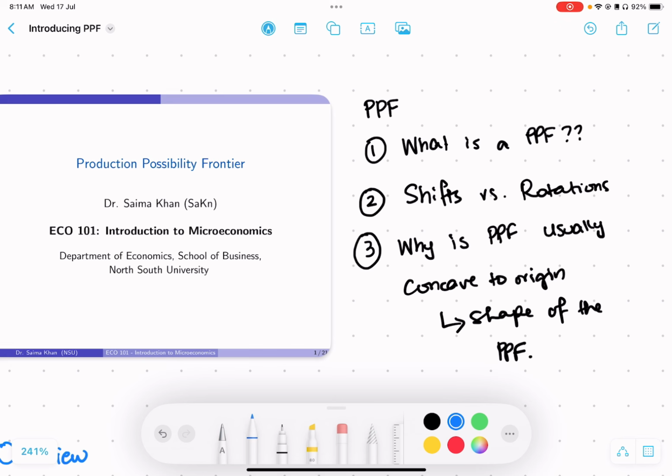Hi guys, so in today's lecture, I'm going to be introducing the concept of the production possibility frontier, which is also sometimes called the production possibility curve, so PPC. Okay, so there are three main things that this lecture is going to explore. Number one, we're going to find out what exactly is the PPF. Okay, so what is the PPF?